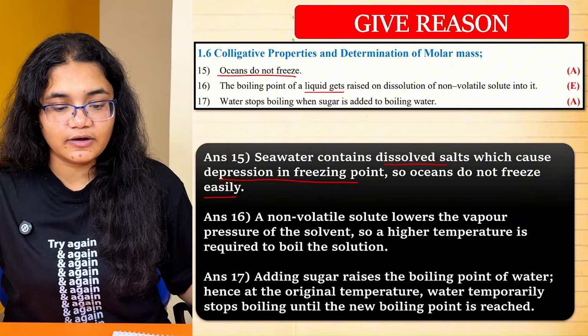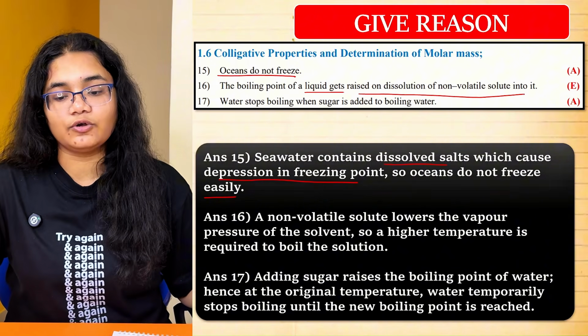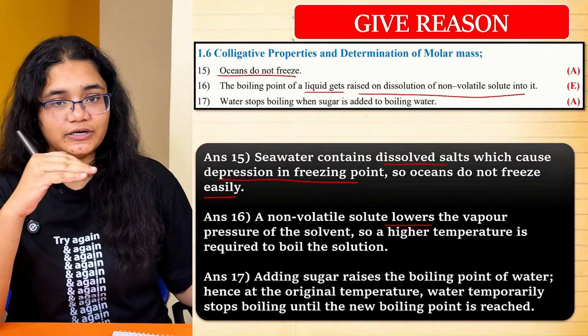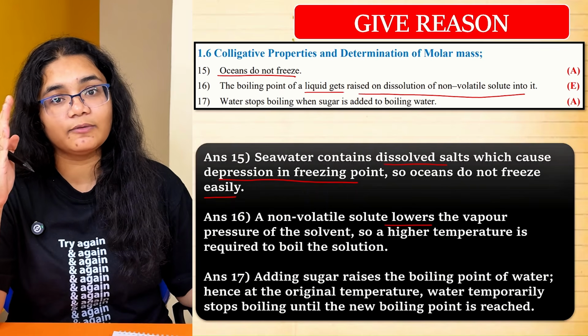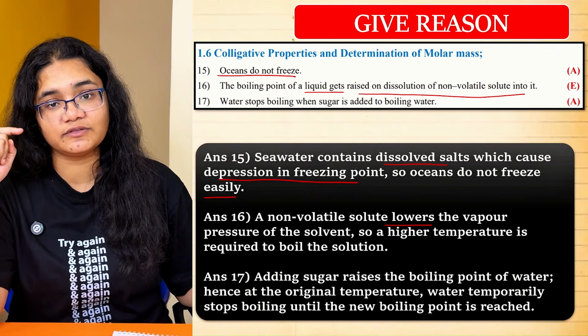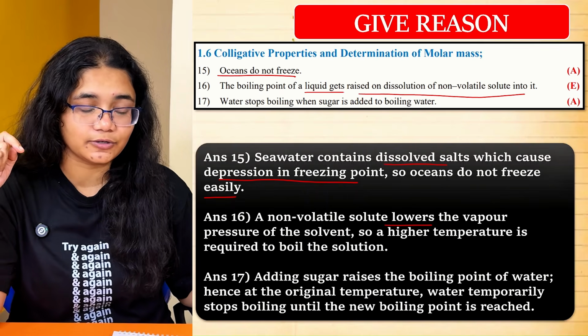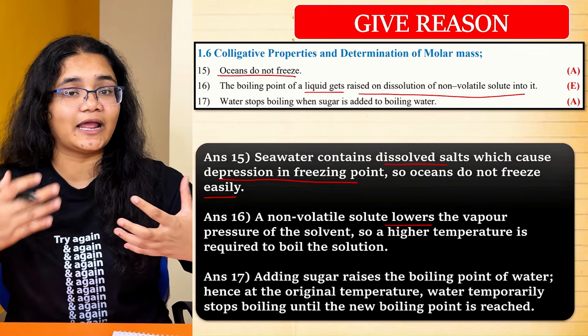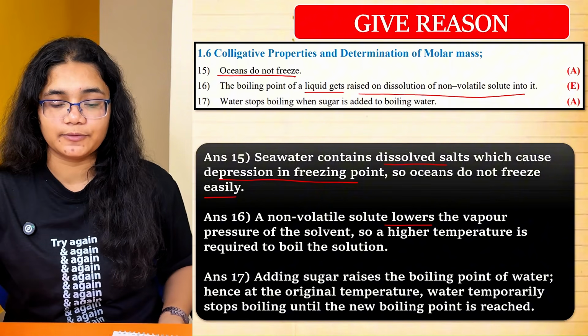Next, the boiling point of a liquid gets raised on dissolution of a non-volatile solute in it. If a non-volatile solute is added, the vapor pressure decreases. Now what is boiling point? Boiling point is the temperature where the vapor pressure of the solution is equal to the atmospheric pressure. Now when the vapor pressure of the solution has decreased, you need to heat it for a longer period of time to match the atmospheric pressure, right?